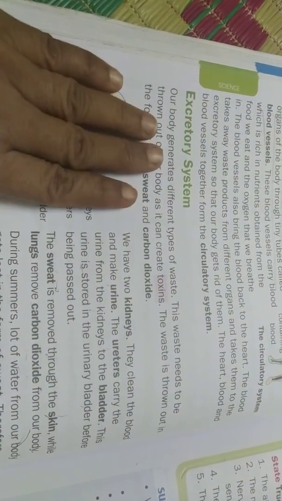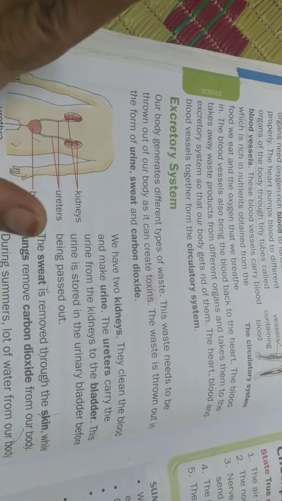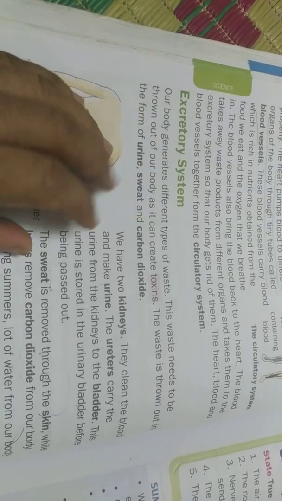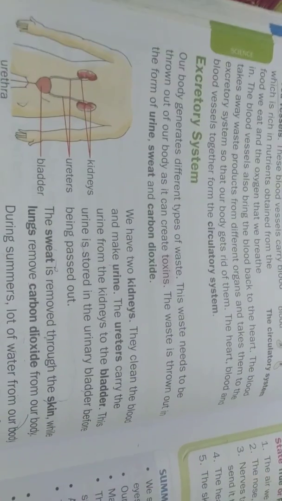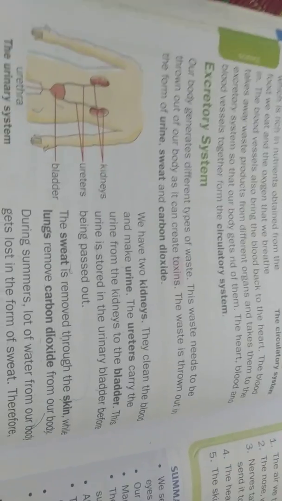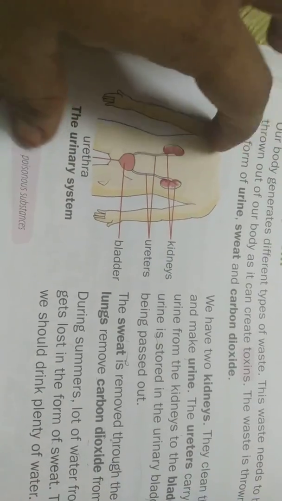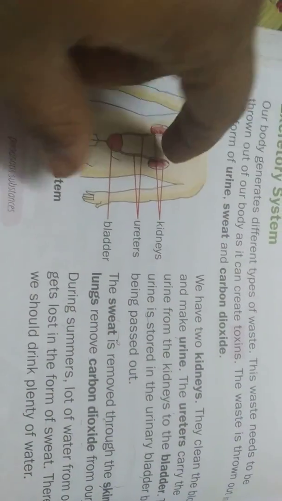The body generates different types of waste, and that waste will be thrown out of our body, because if it stays there, it will create poisonous substances. It is thrown out in the form of urine, sweat, and carbon dioxide. This is about the excretory system. Are you seeing the picture of the urinary system? This is also important for later classes.